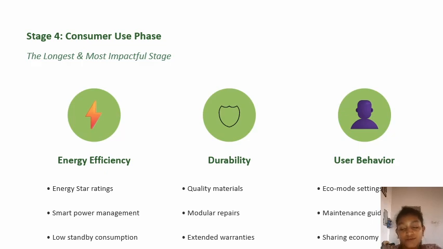Then user behavior. User behavior is important in the consumer use phase. This is meant by interaction between the consumer and the product. For example, eco mode setting, maintenance guidance, sharing economy.